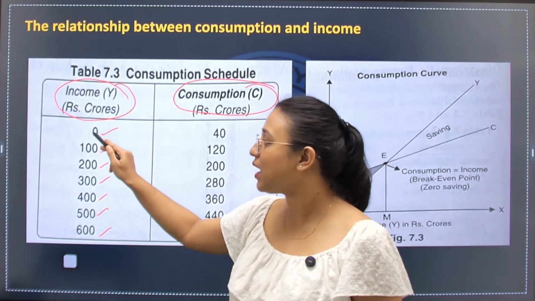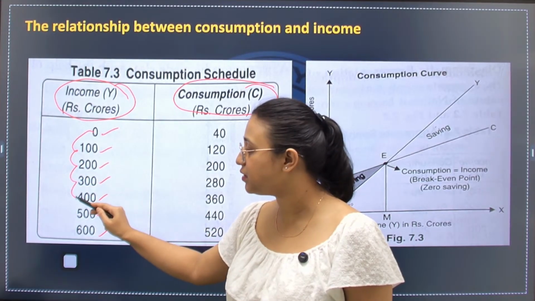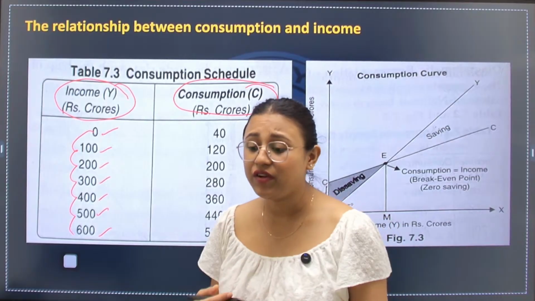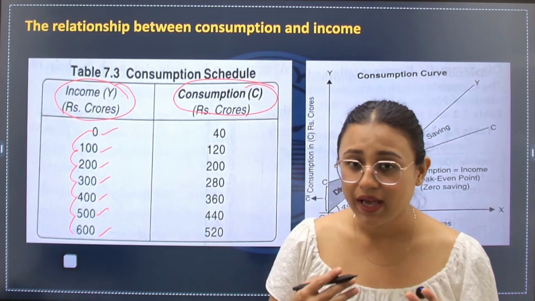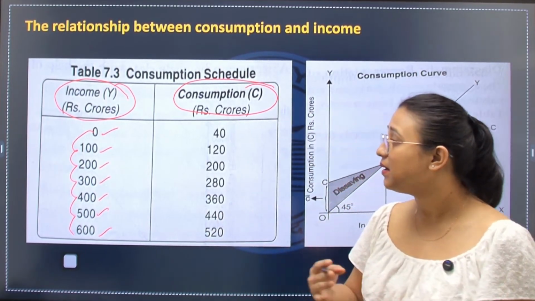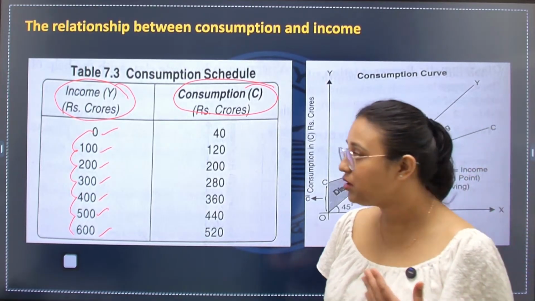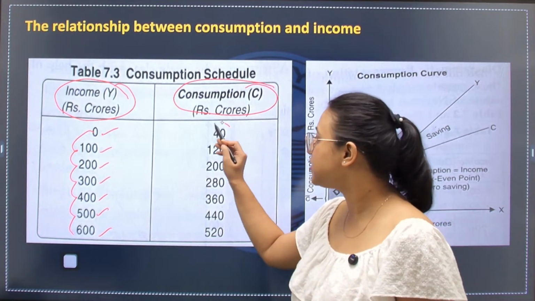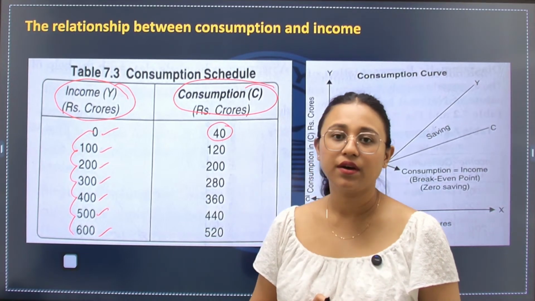So from 0 it goes to 100, then 200, 300, 400, 500, 600. At each level there is an increase in income by 100 crores. Now when income is 0, there is a certain level of consumption, which is 40.